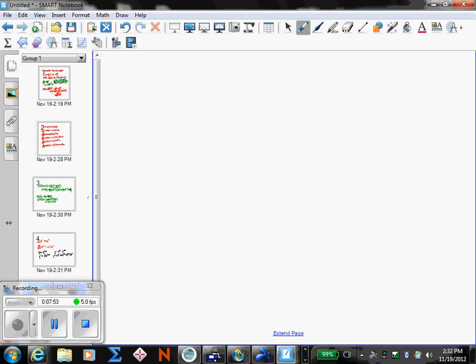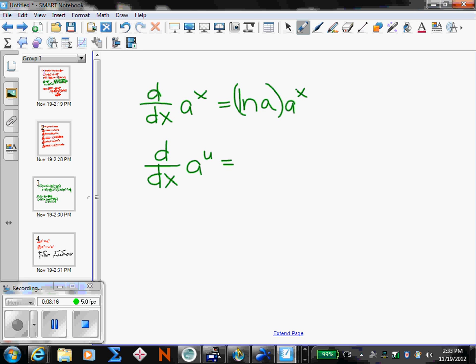The other function that we've talked about is the derivative of a to the x. The derivative of a to the x was natural log of a times a to the x. Well, if it's not just a plain old x, it's a to the u. We're going to have to add on to that derivative. So we're going to multiply everything by u prime. U prime times the natural log of a times a to the u.